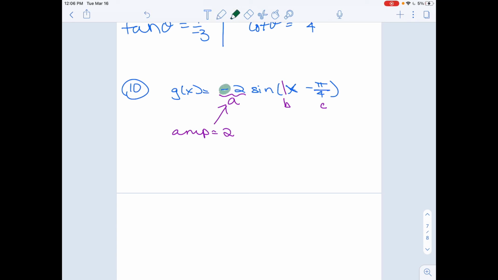Keep in mind that this negative also means that it's going to flip upside down. Okay, so sine typically goes up and then back down, but this time it's going to go upside down. So it's going to go down and then back up. And then for b, nothing changes in the period. So remember, the period equals the normal period for sine times 1 over b. But in this case, 1 over 1 is just 1, so it stays the same.